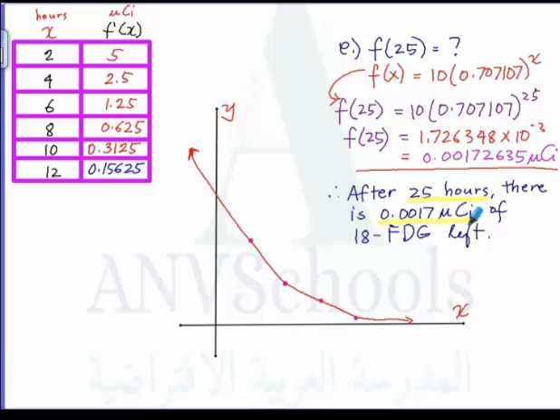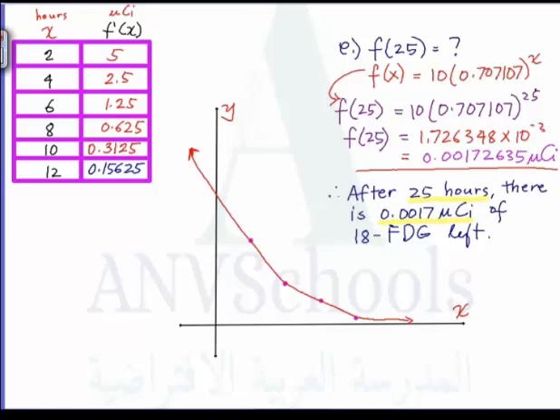So therefore, after around f of 26, we have of course less than that, and so on and so forth. So the amount of the 18 FDG is getting less and less as hours pass by, and we get a half-life of it every 2 hours. So this is the answer for letter E.